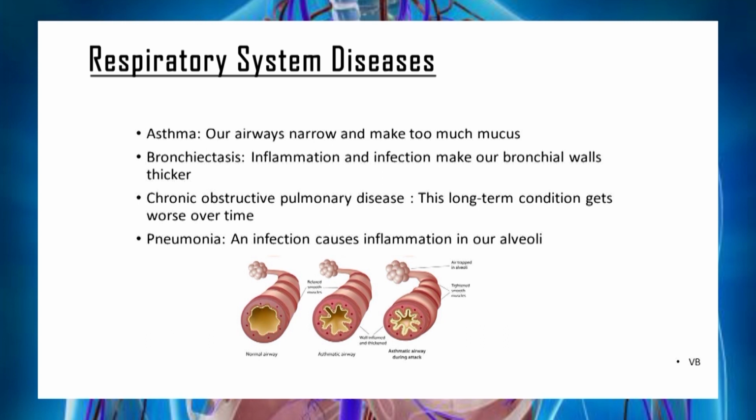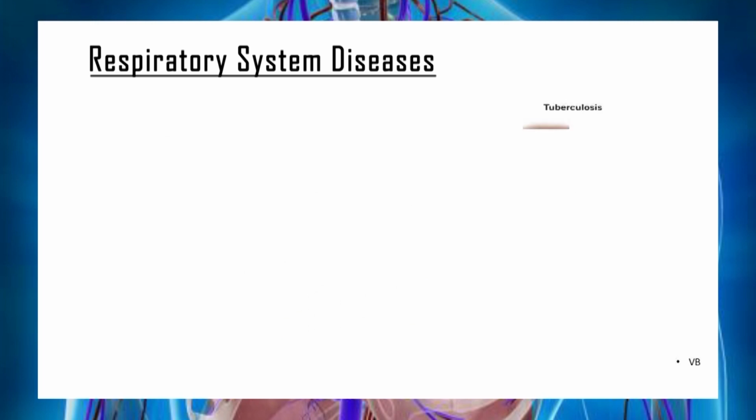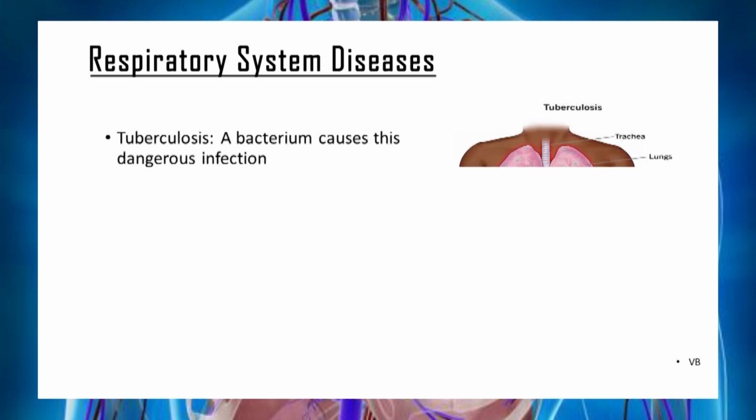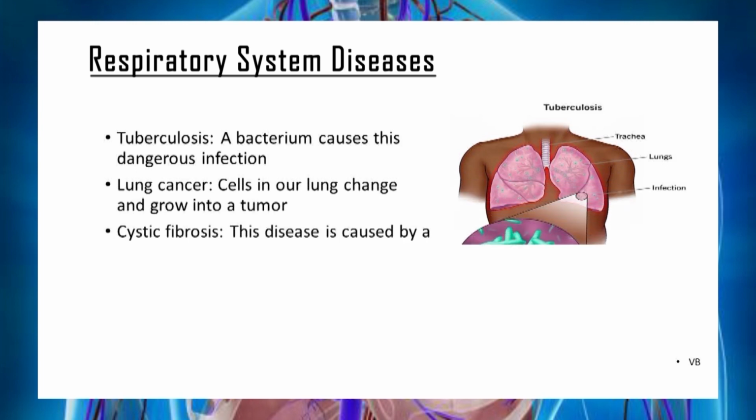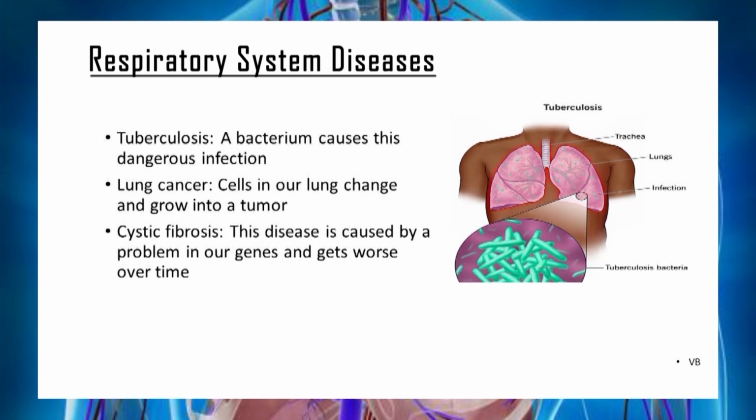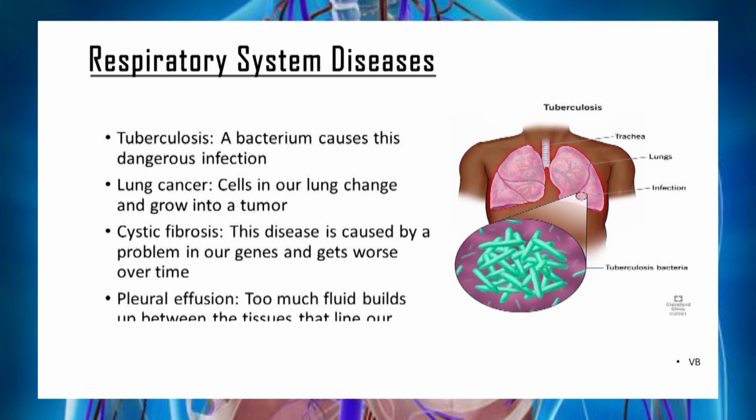Then pneumonia, an infection causing inflammation to our alveoli. They might fill up with fluid or pus. In tuberculosis, a bacterium causes this dangerous infection. It usually affects our lungs, but might also involve our kidneys, spine and brain. Lung cancer: cells in our lung change and grow into a tumor. This often happens because of smoking or other chemicals we have breathed in.